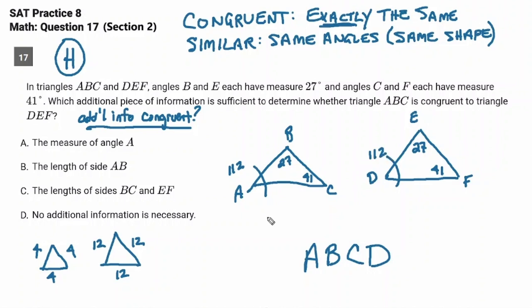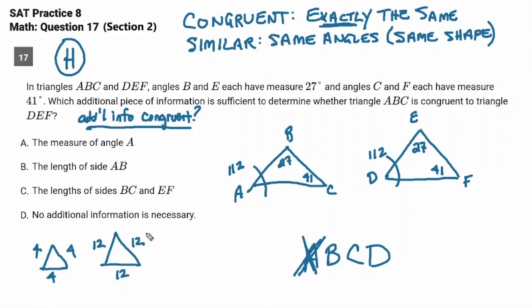All right. What do you think? Are these triangles congruent? Are they exactly the same? The angles are exactly the same, but what about the sides? We don't know about the sides. Let's go down to the answer choices and see what we can cross off easily. Do we need, as an additional piece of information, the measure of angle A? It's kind of a trick question. We already have that information. We don't need it. It's not going to help us, but we already have it.